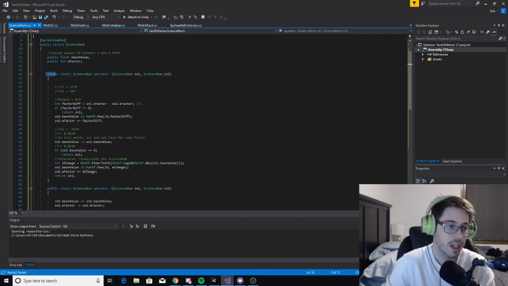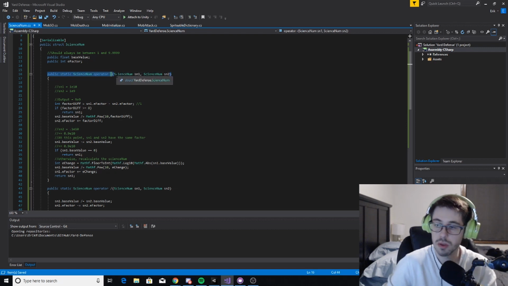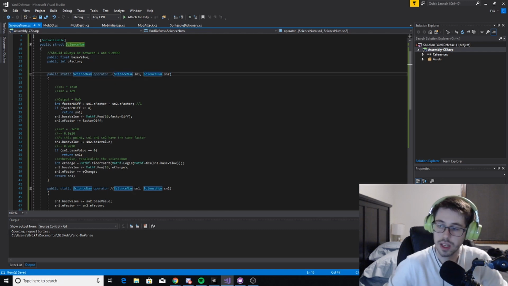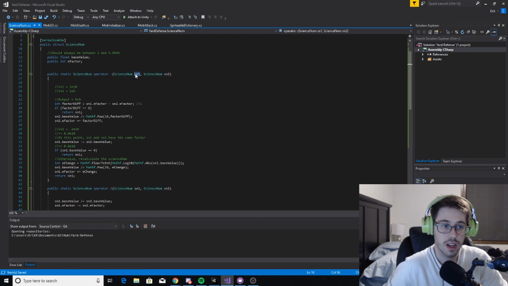But looking at this, what we're doing is overriding, or creating our own subtraction capability in the rest of our program, so that we can take two science numbers and subtract them. Here, SN1 minus SN2, we go through all of this logic to calculate the output.